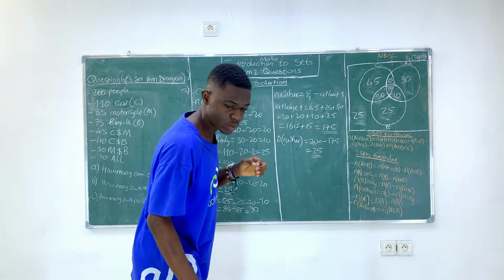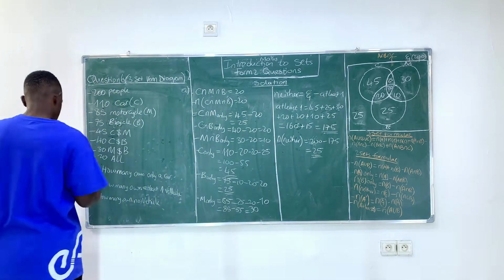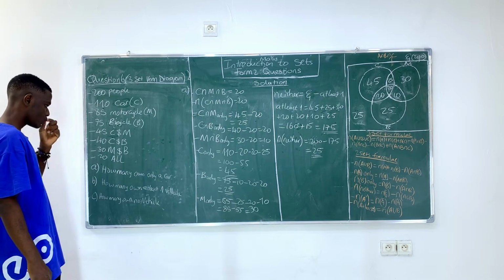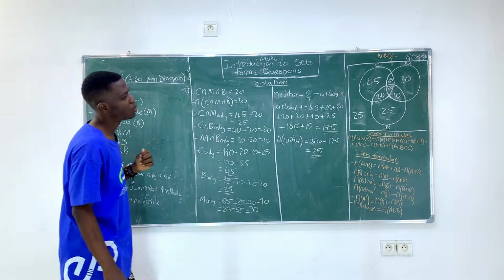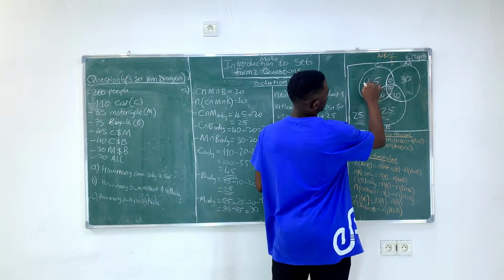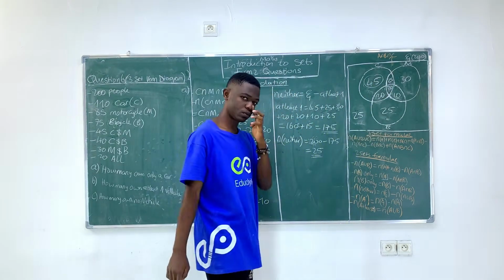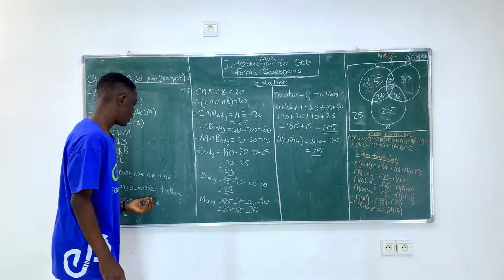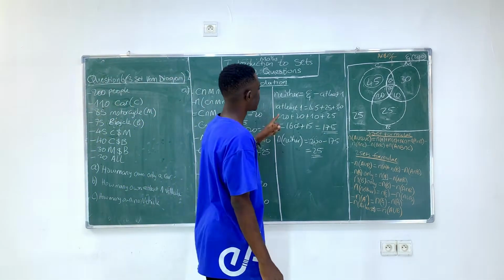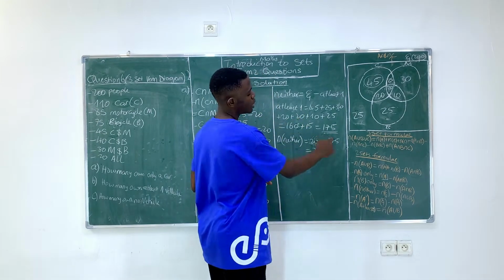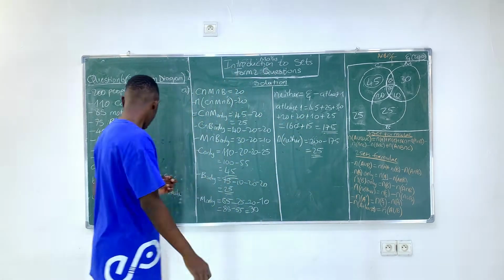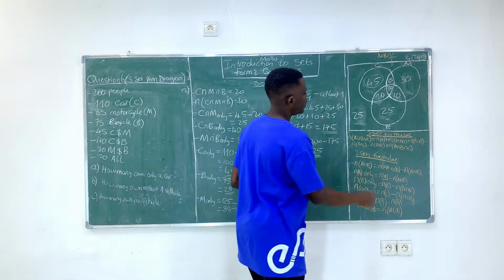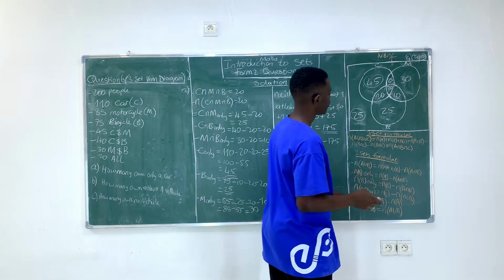So now what does the question say? The A part says how many own only a car. They come here and you will see that 45 own only a car. The B part says how many own at least one vehicle. We calculated that, at least one vehicle, it is 175 people. And the C part says how many own no vehicle. How many own no vehicle, it is 25.